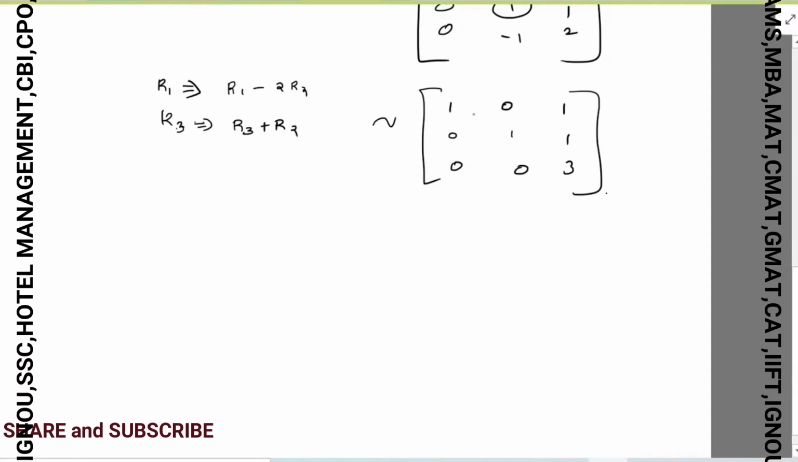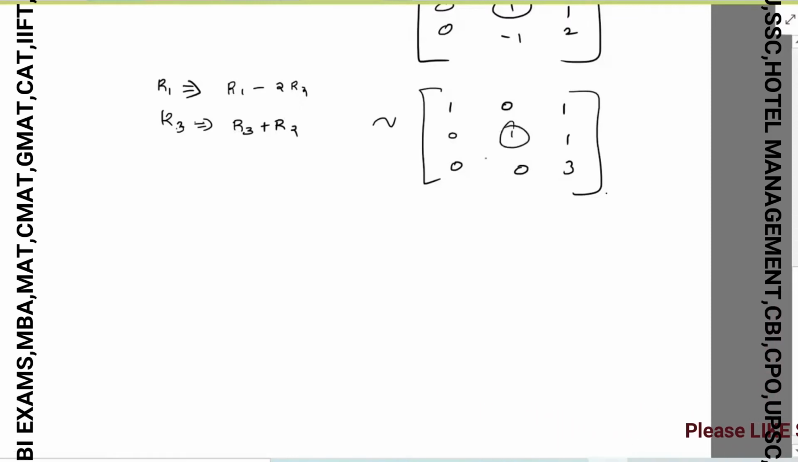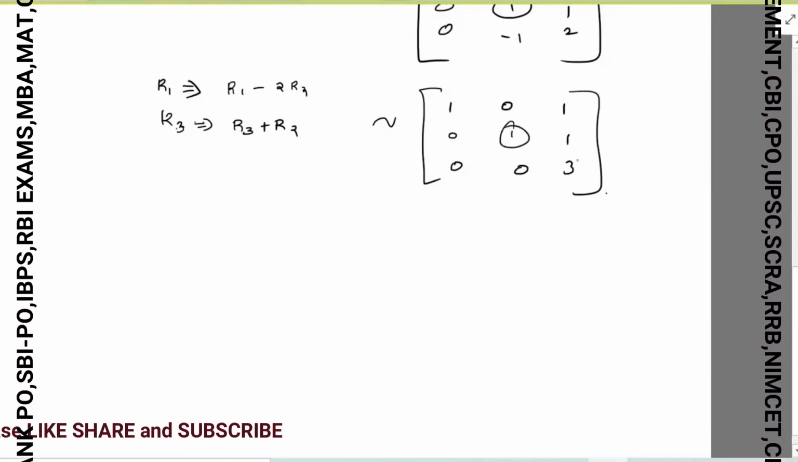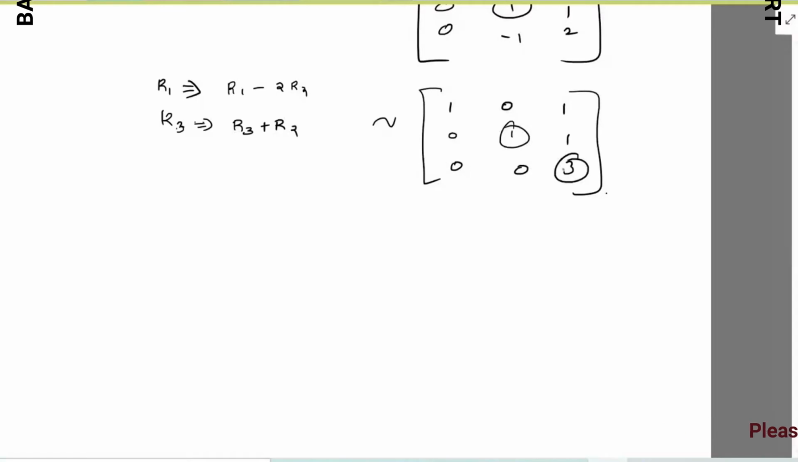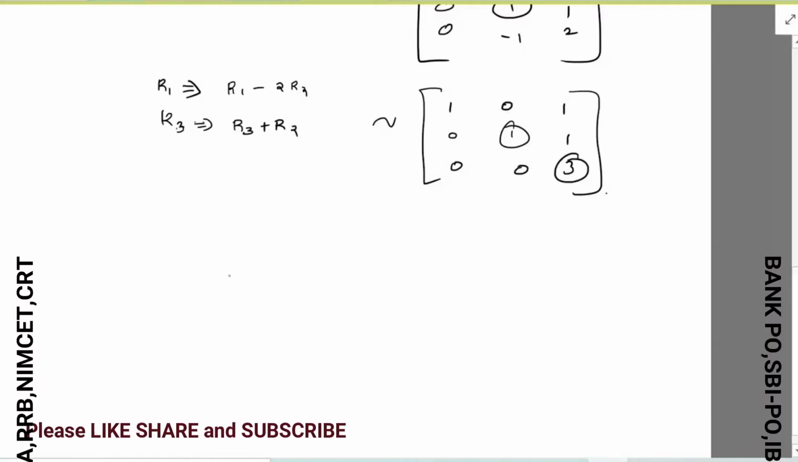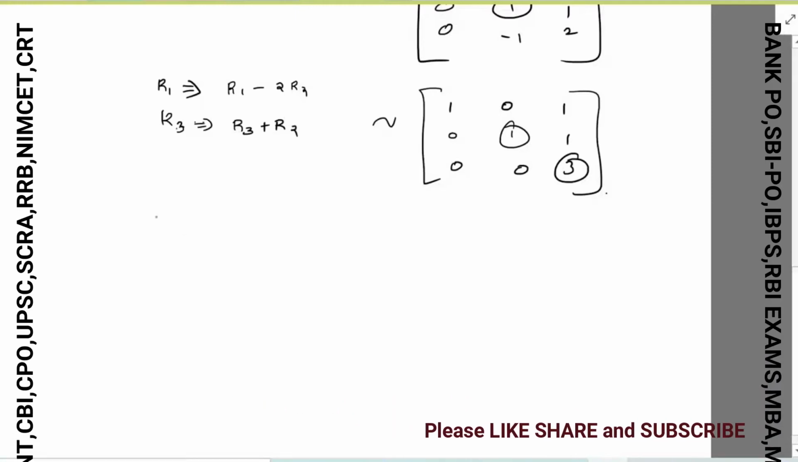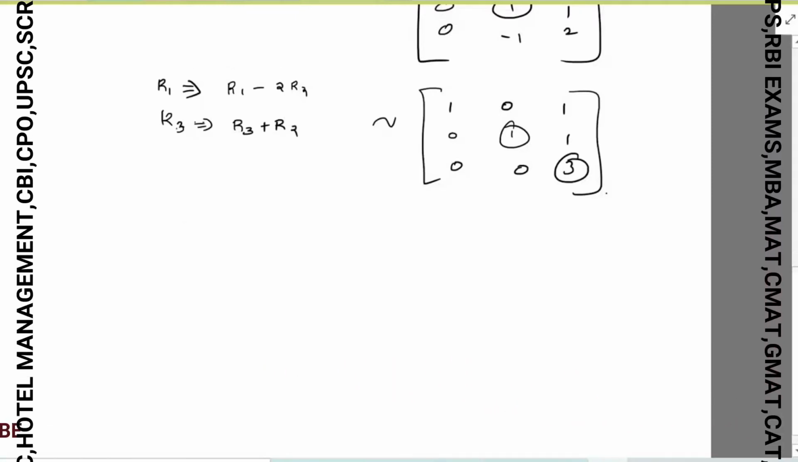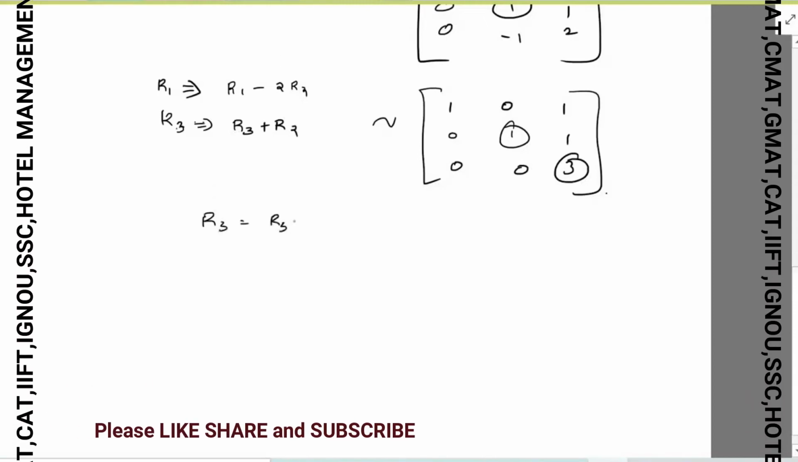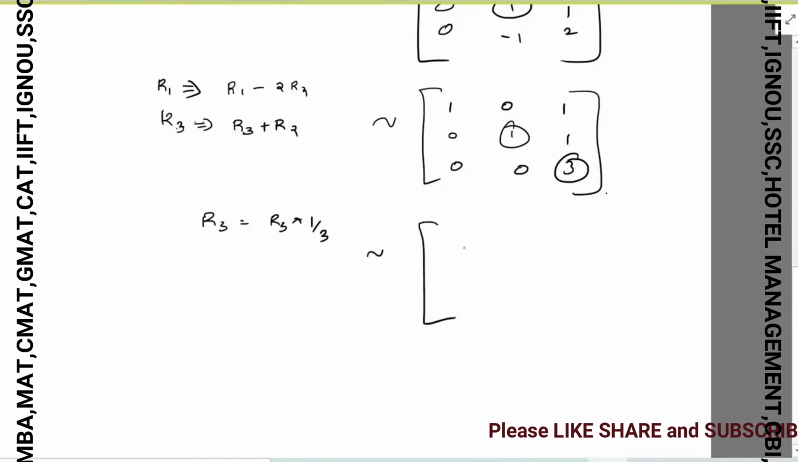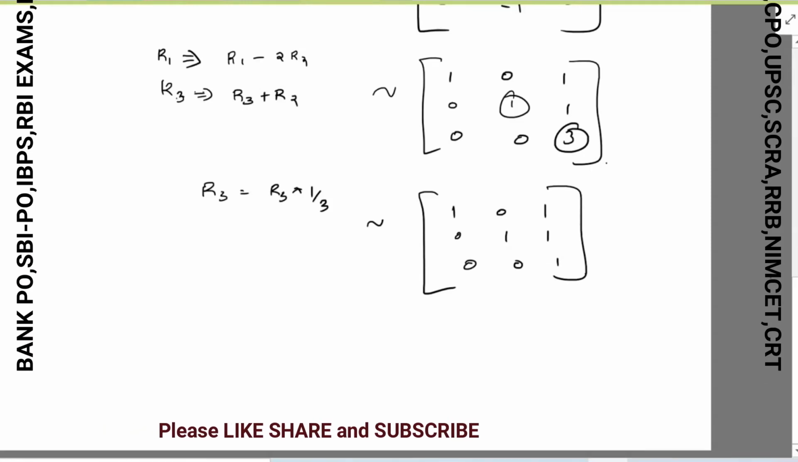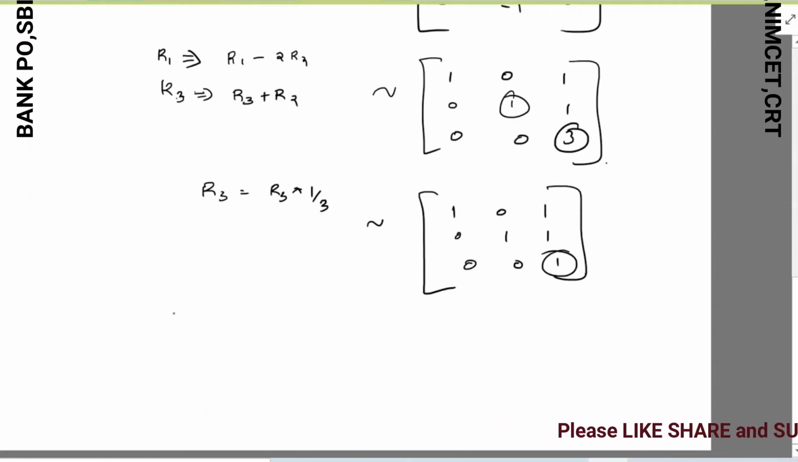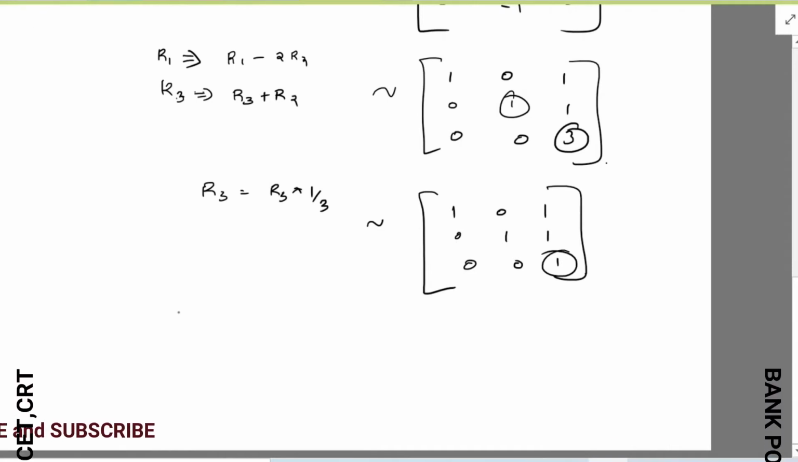Now we have made all the entries vertically up and down from the second leading coefficient 0. Now move on to the third leading coefficient. We have to make all the entries vertically up from it 0 using elementary row operations. First we change it to 1 by R3 times 1 by 3. So it will be 1, 0, 1; 0, 1, 1; 0, 0, 1. Now we make all the vertically up elements 0 using the third row.